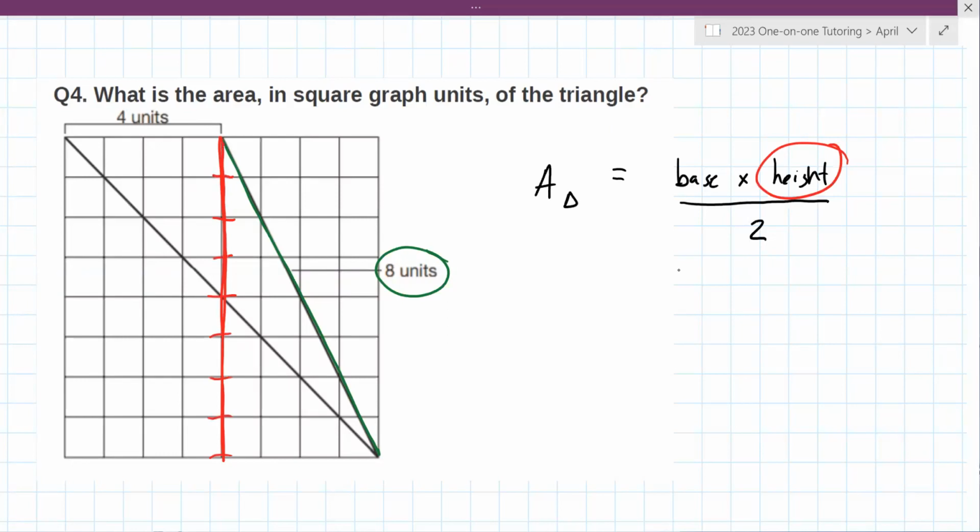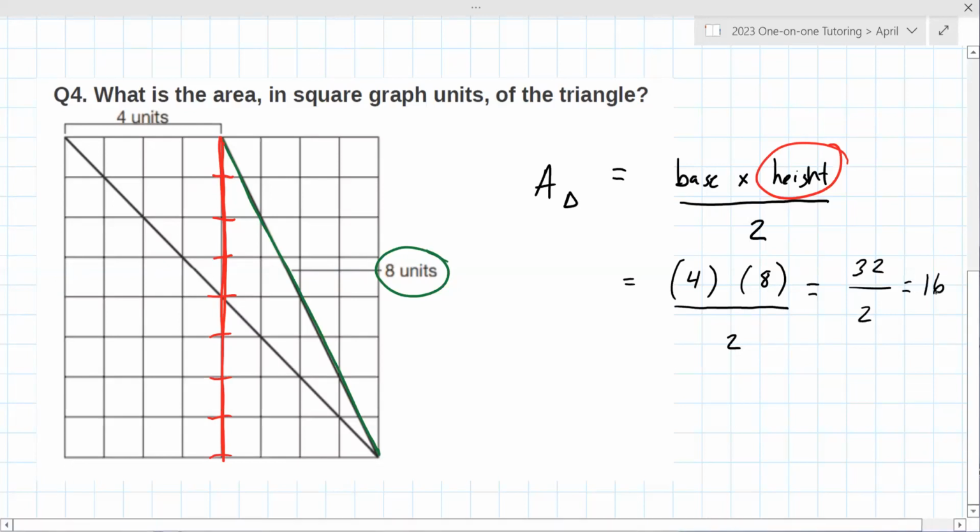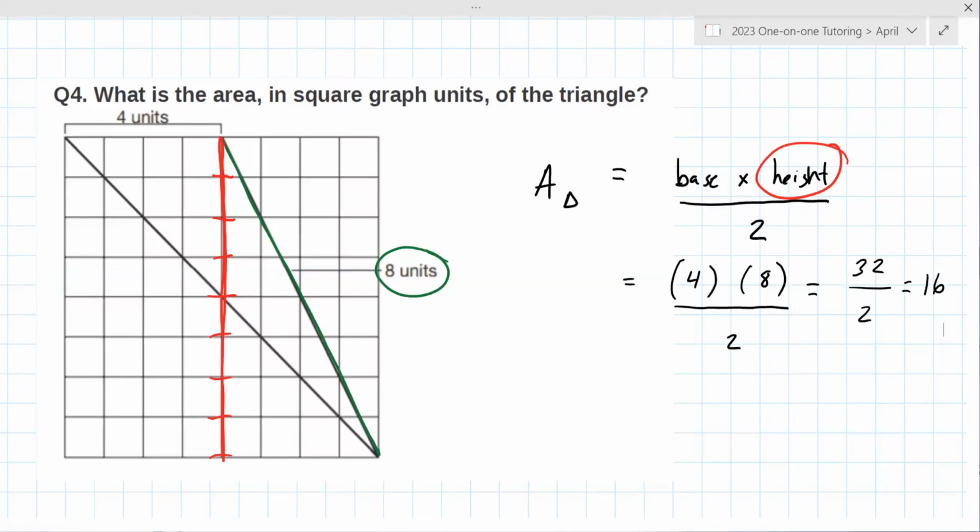So the base in this problem is 4. The height is 8. And you divide by 2. So in this case, 4 times 8 is 32. 32 divided by 2 is 16. Any thoughts on that? Questions?